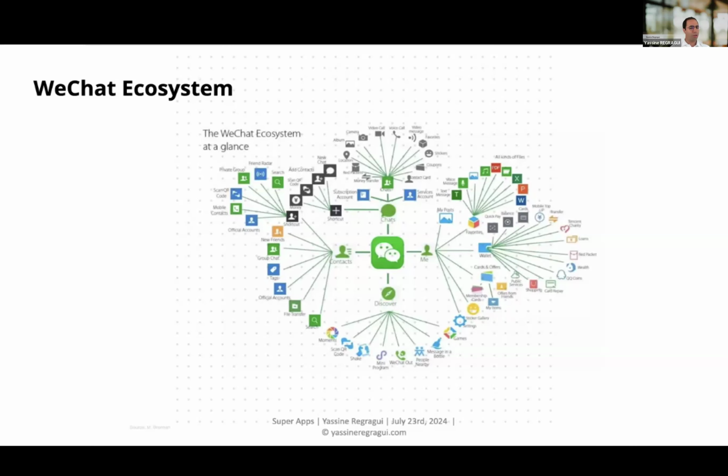They serve, of course, individuals like you and I, but also merchants, also banks, and they have a whole range of services, of course from financial services, but also from loyalty services, also from gaming, I mentioned it earlier, from social, etc.